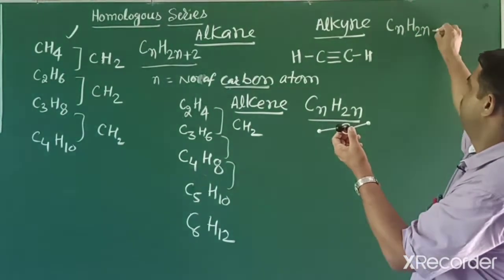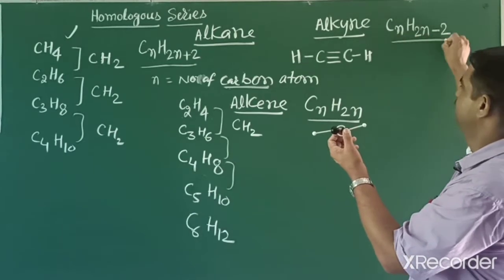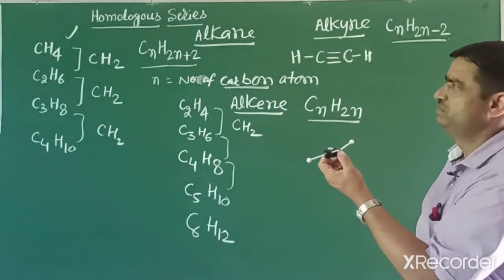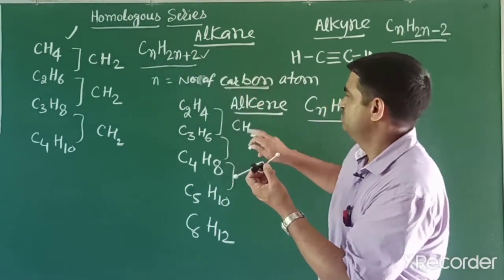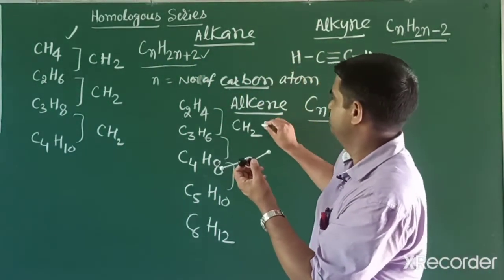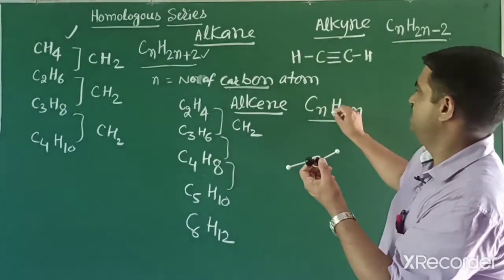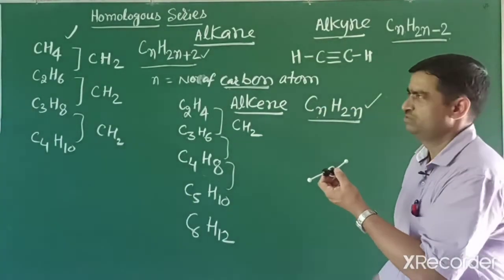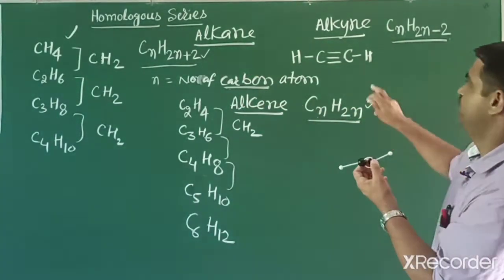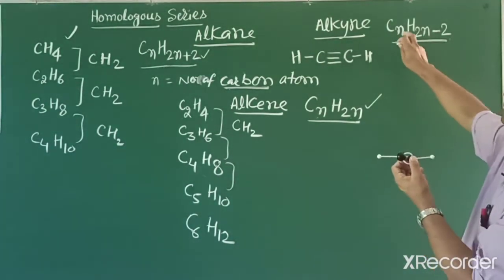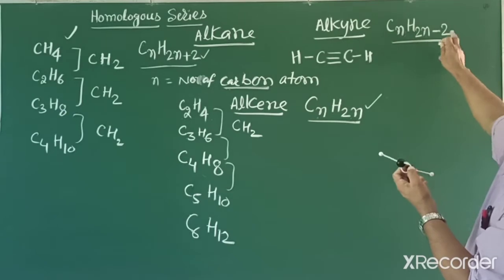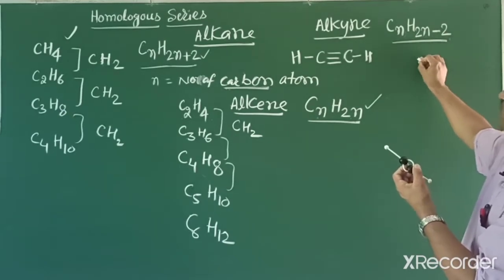CnH2n minus 2. Minus 2, why? Alkane general formula is CnH2n plus 2. Alkene general formula is CnH2n, because we remove 2 hydrogen. After that, for alkyne general formula, again we remove 2 further hydrogen: CnH2n minus 2. Where, what is the n?